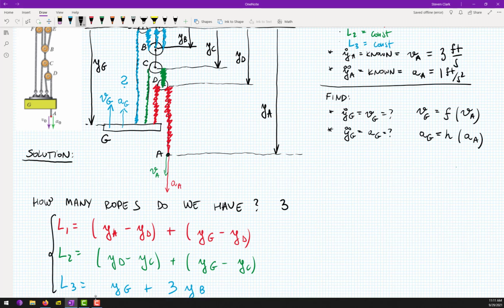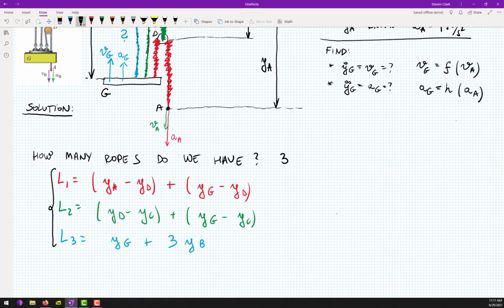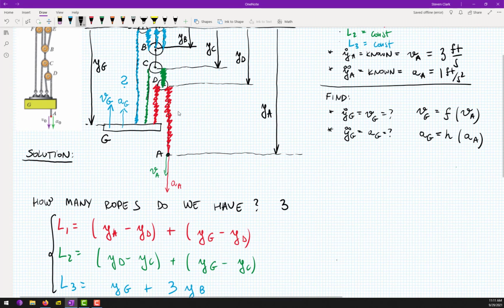I see your hand. Wait a second. Yes? What was the question? We don't take into account the length of the rope that is in contact with the fluid? No, no. Do you know why? Because it doesn't matter. I will also explain it at the end of the discussion. Okay, so that's it. Any other questions? This is basically mathematical modeling of the length of the rope.